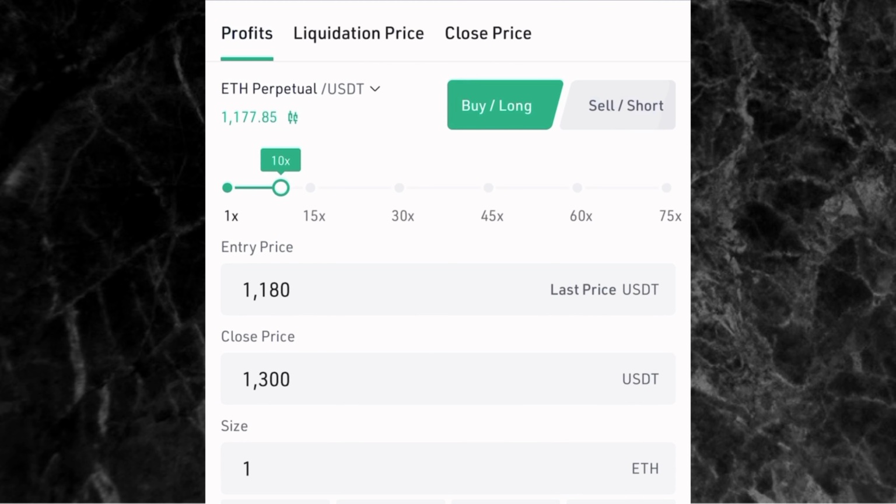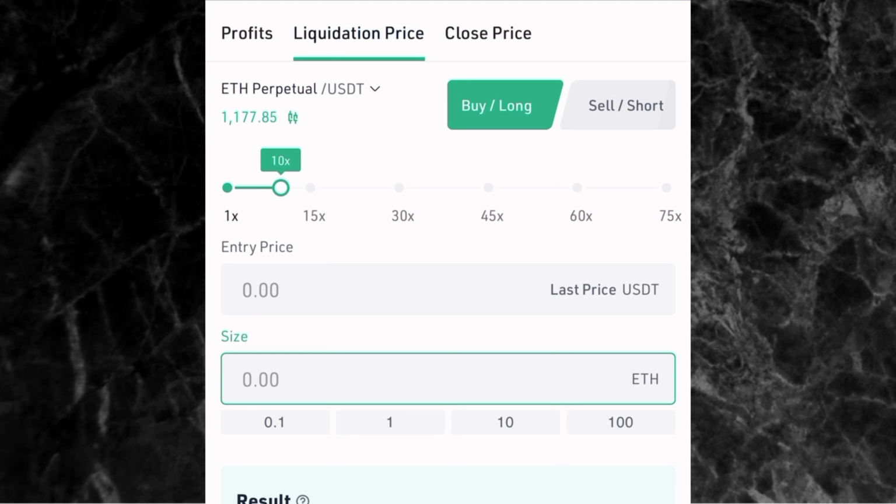So this is just showing you the profit or loss you can make if you enter a trade. Now, you can also use it to calculate your liquidation price, so you know the price at which you lose your money. So this is very, very important. The first thing you need to do again is to pick whether you want to long or short. So let's pick buy or long again. And then let's pick 10x leverage again.